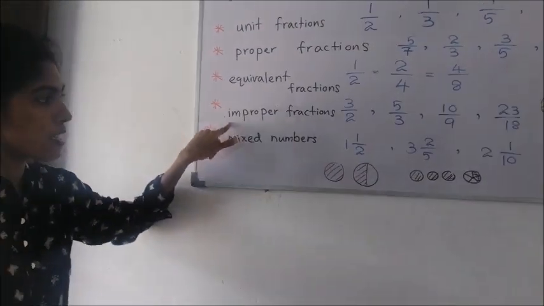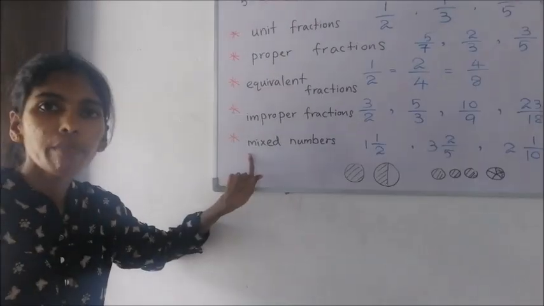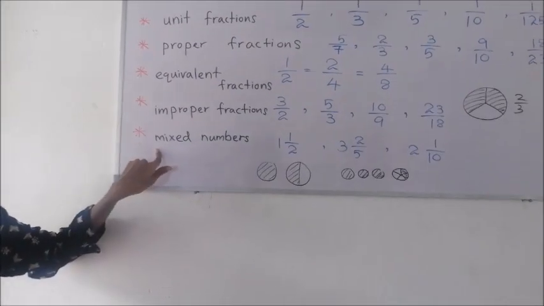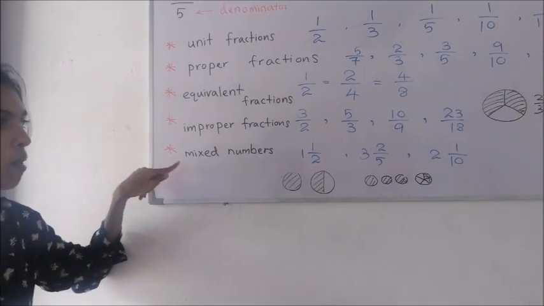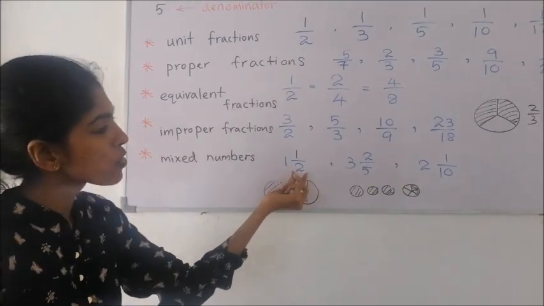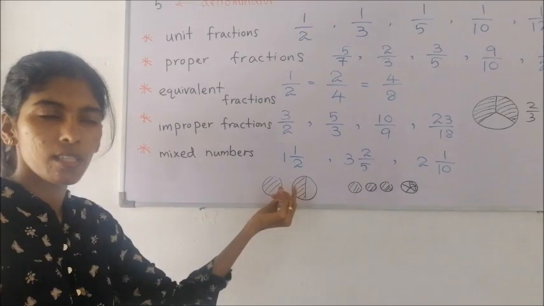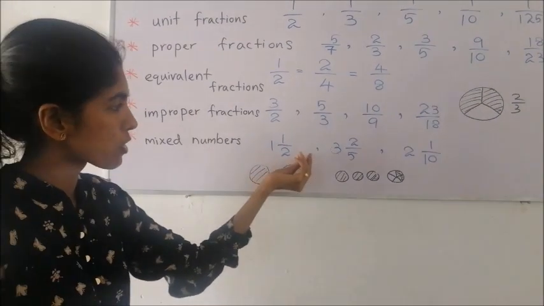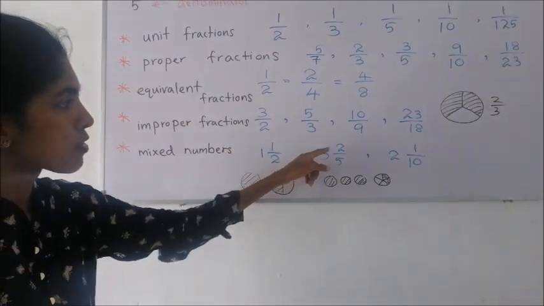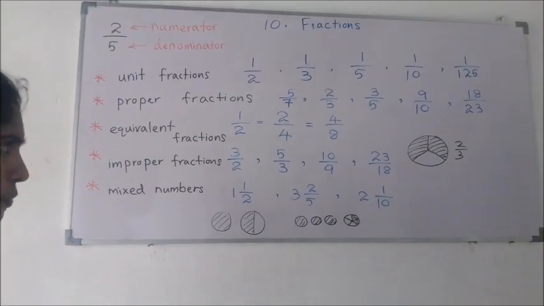Improper fractions. Then the last one is mixed numbers, not mixed fractions. We don't call them mixed fractions, these are mixed numbers. That means there is a whole part and also a fraction part for the same value. See, this is the whole part, this is the fraction part, right? 1 1/2, 3 2/5, likewise.